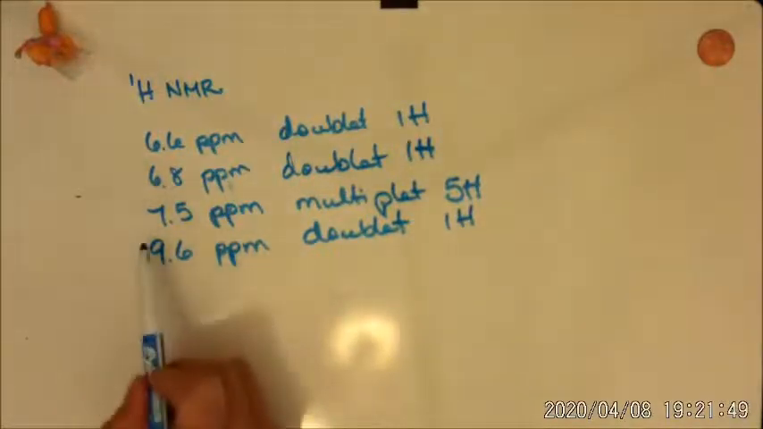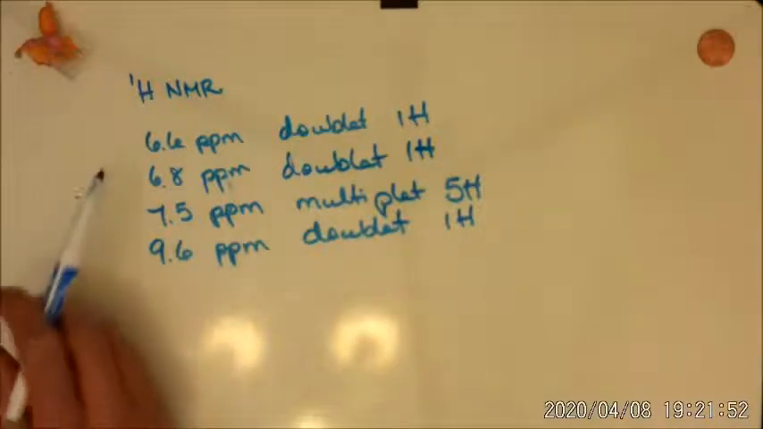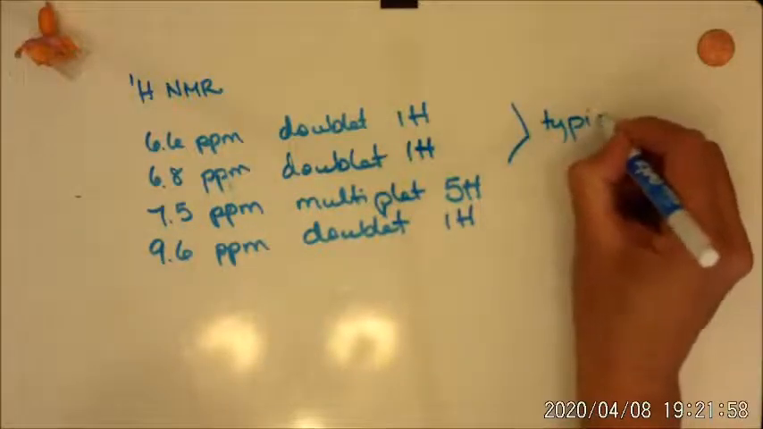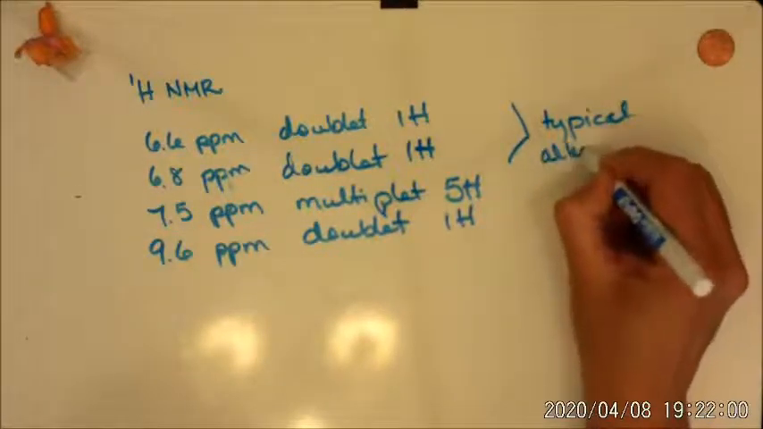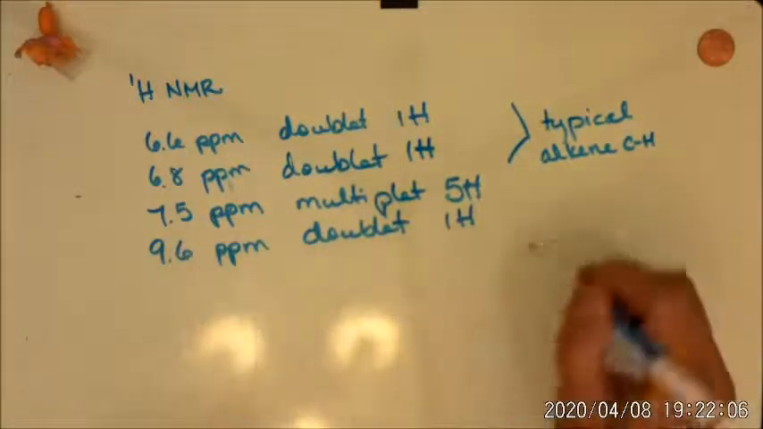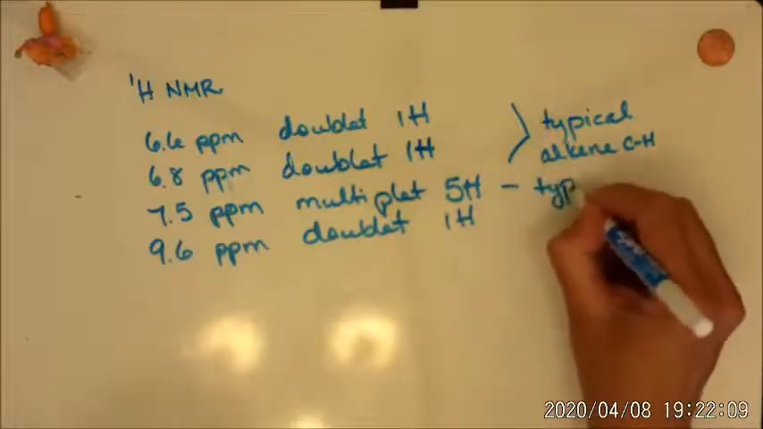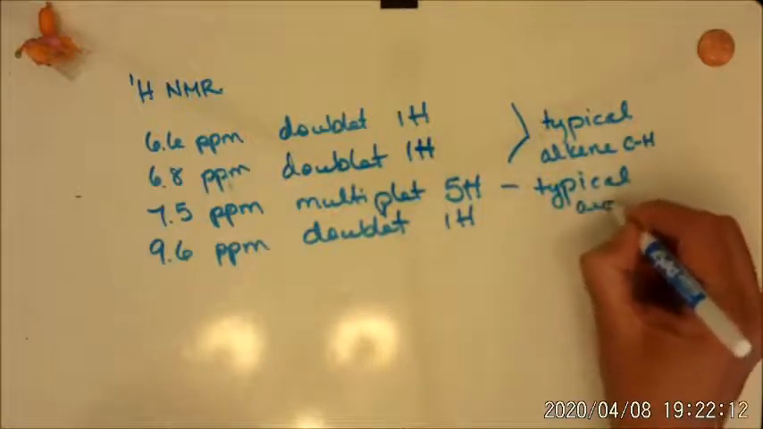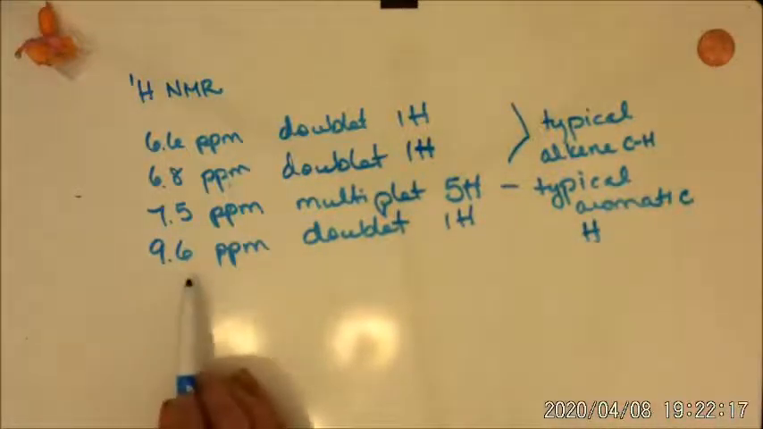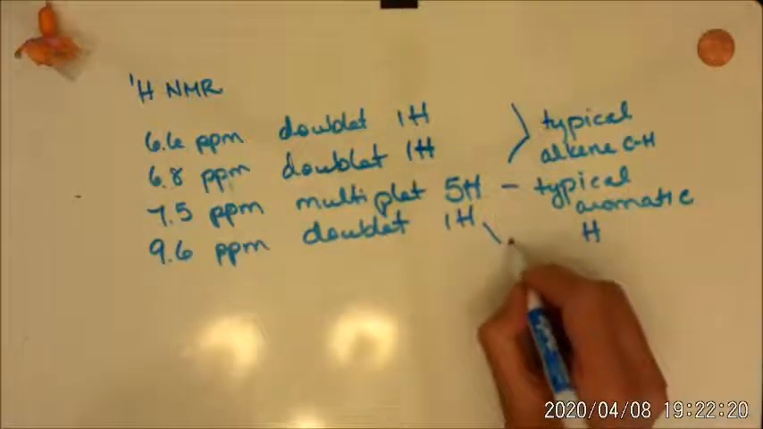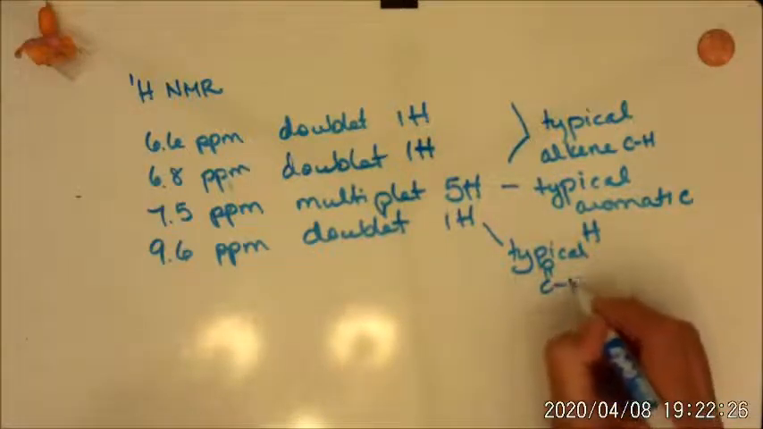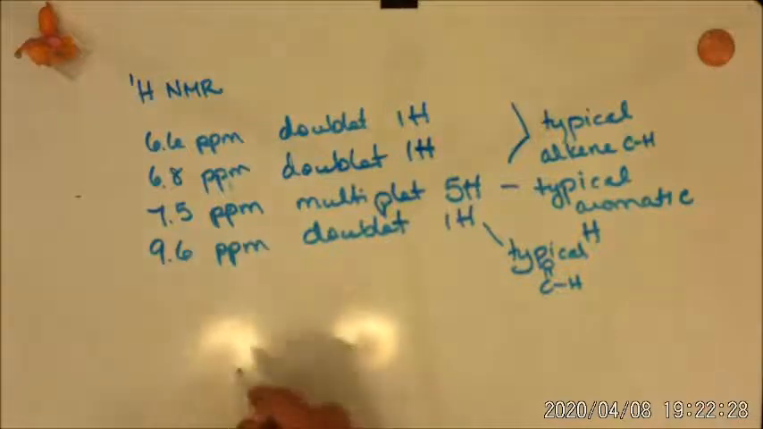Let's talk about my chemical shifts. This range between 6 and 7 is typical for alkene CHs. Okay, between 7 and 8, it's typical for aromatic H's. Okay, and at 9.6, between 9 and 10, this is typical for an aldehyde H. Okay, so we have an aromatic.